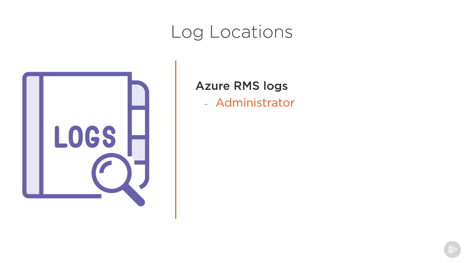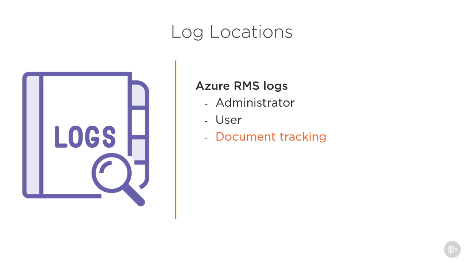All the actions that are taken for the administration of Azure RMS are logged somewhere, and it's possible to view all of those. There are also user logs, and so that logs every time a user is doing something within Azure RMS. There's also a separate log for document tracking. So if you turn document tracking on for a particular document, information about where that document goes, who has rights to it, and who opens it is all logged in document tracking.